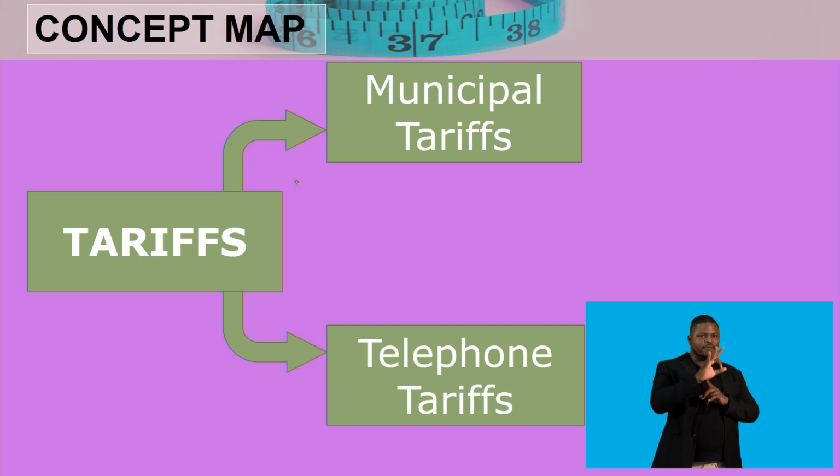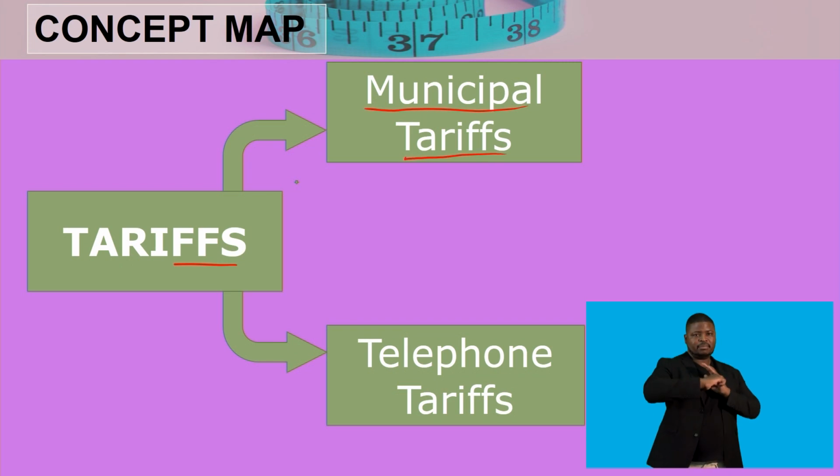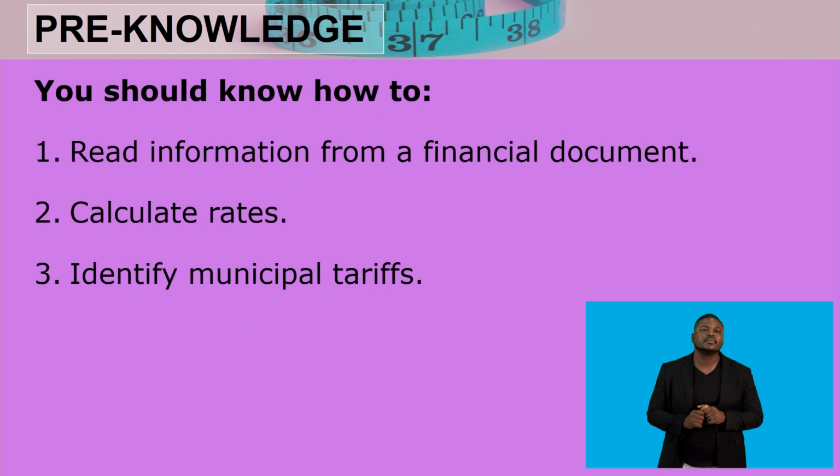The basic thing that we're going to focus on now is going to be our tariffs. Under tariffs, we've broken it down into two parts. The first part is going to be the municipal tariffs, and the second part will be the telephone tariffs. You should know how to read information from a financial document. You should be able to calculate rates and also identify municipal tariffs.